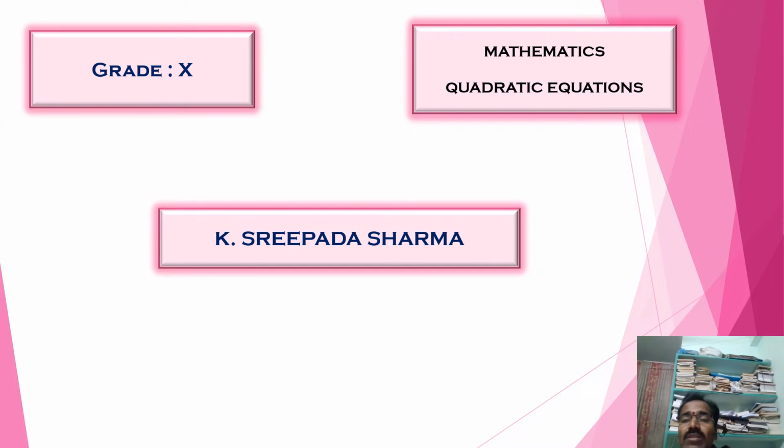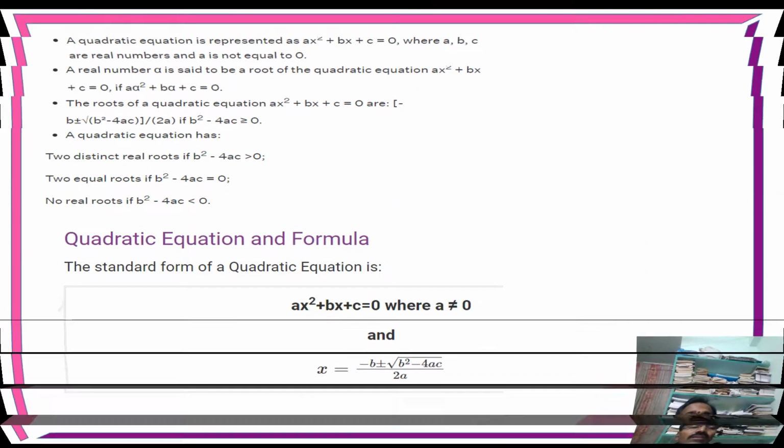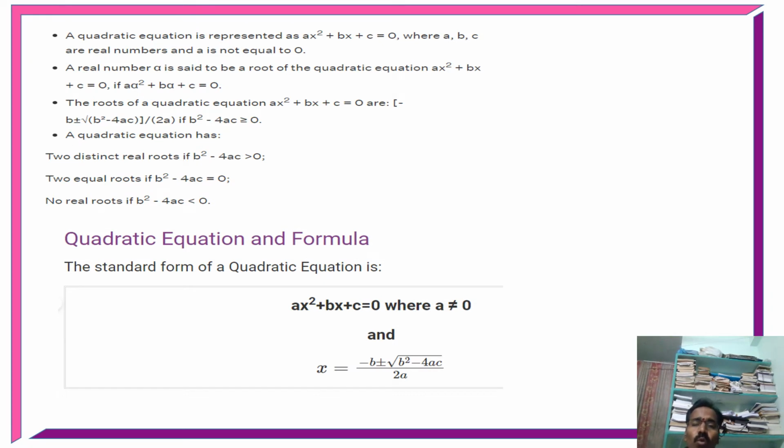Let me continue with quadratic equations with the first slide. First basic concept. As we know, the standard form of a quadratic equation is ax square plus bx plus c equals 0, where a, b, c are real numbers and a is not equal to 0. Here a is not equal to 0. That is the standard form of the quadratic equation, and the maximum number of zeros possible for a quadratic equation is 2.